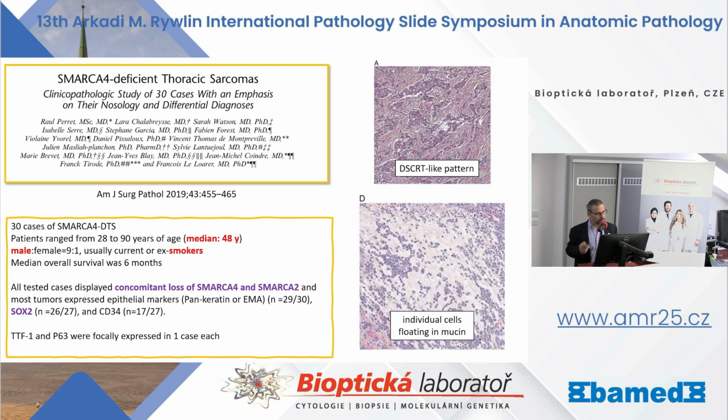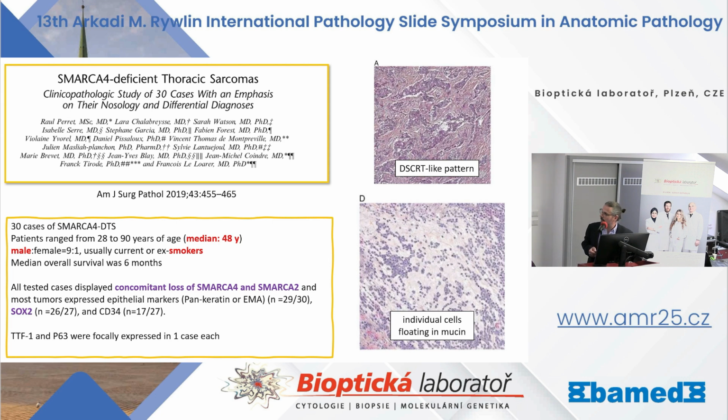And there is another important work authored by Rekhtman, so French group. This is the biggest paper out there, and they described 30 cases, again, quite a young population, again, male patients, smokers or ex-smokers with very low median overall survival of 6 months. And again, they demonstrated SMARCA4 loss in the majority of cases together with SMARCA2 protein loss of expression and SOX2 expression.